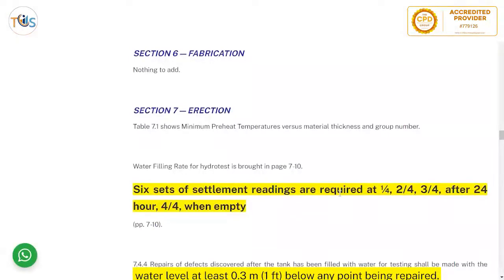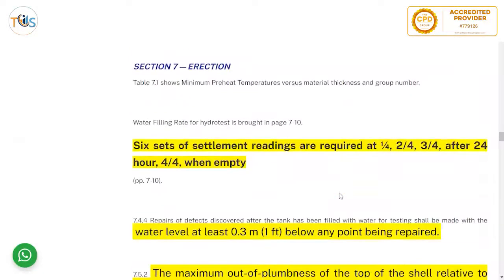Section 6, fabrication, there is nothing to add. And Section 7, erection. Table 7.1 shows minimum preheat temperature versus material thickness and group number. Water filling rate for hydro test is covered on page 7-10.